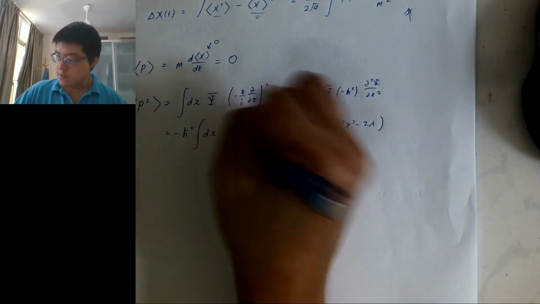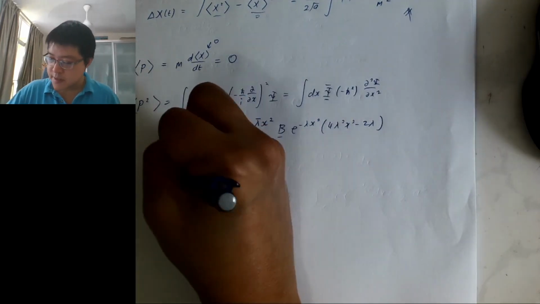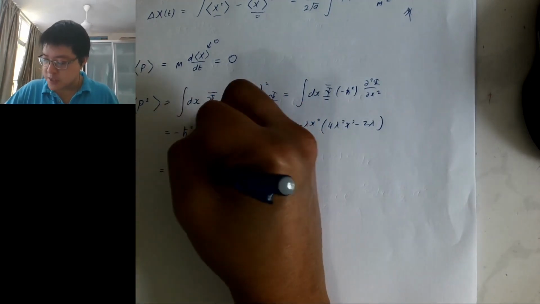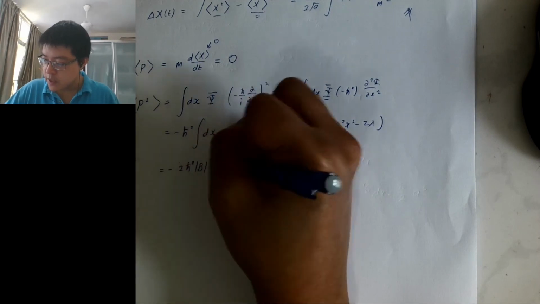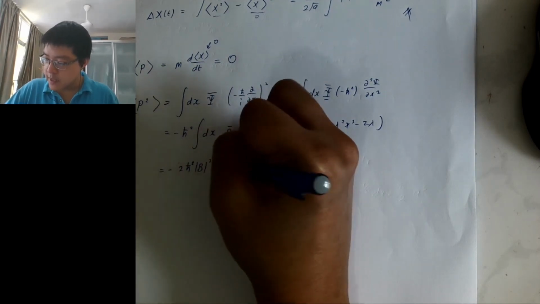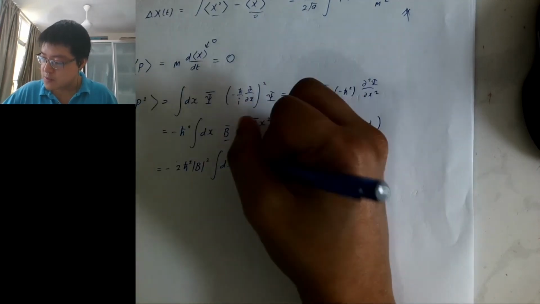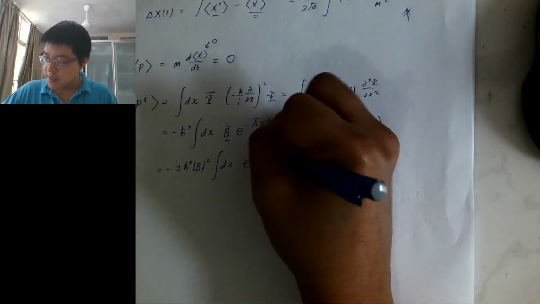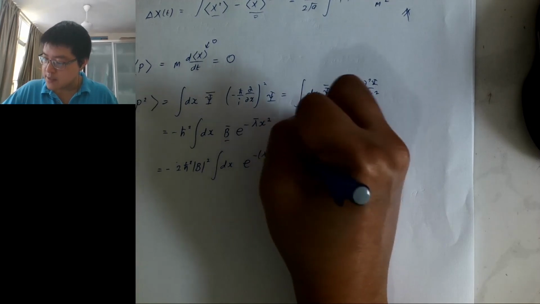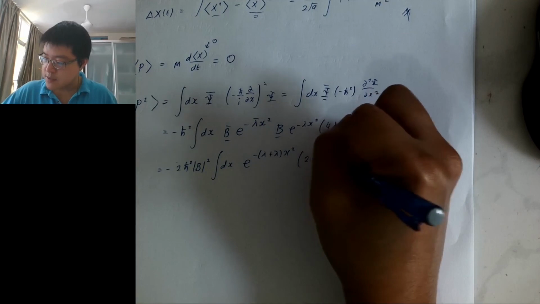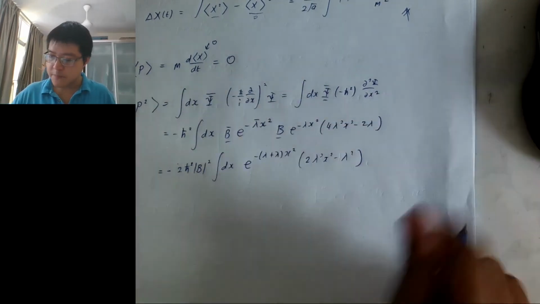Okay, so this part are constants. I will take them out. I will take out a factor of 2 also. So I got 2 h bar squared b bar squared integral dx. So then let us put this thing together. So this is minus lambda plus lambda bar x squared. This is integral 2 lambda squared x squared minus lambda squared.